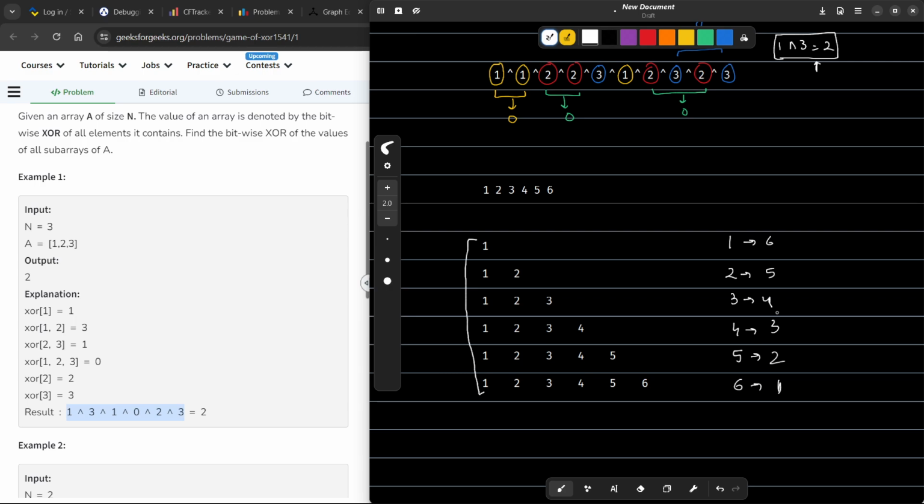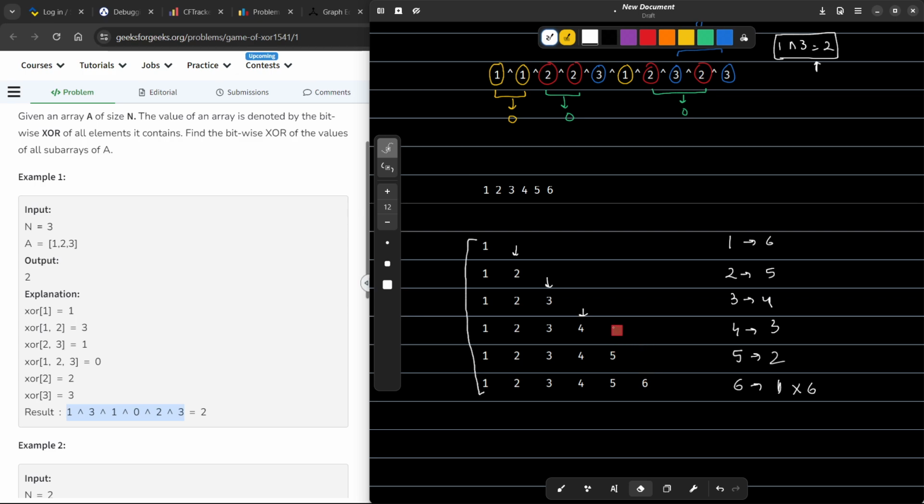Now what will be the change when I start counting for all the subarrays starting from 2, then starting from 3, then starting from 4, then starting from 5, and then starting from 6, right? So you see that this 6 will again be present in all the subarrays starting from 1, then 2, then 3, then 4, and then 5 and 6 as well, right? So it was present a total of 6 times. That is why I multiplied by 6, right?